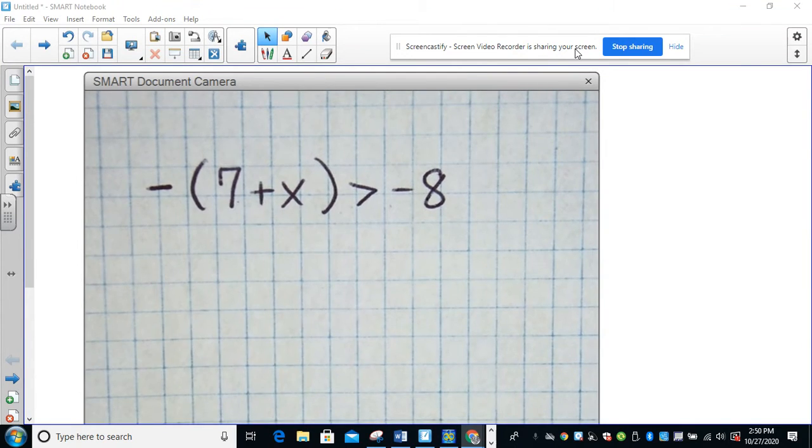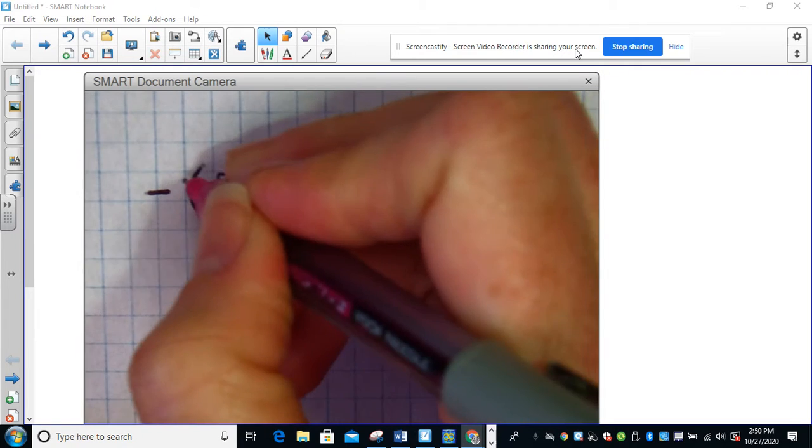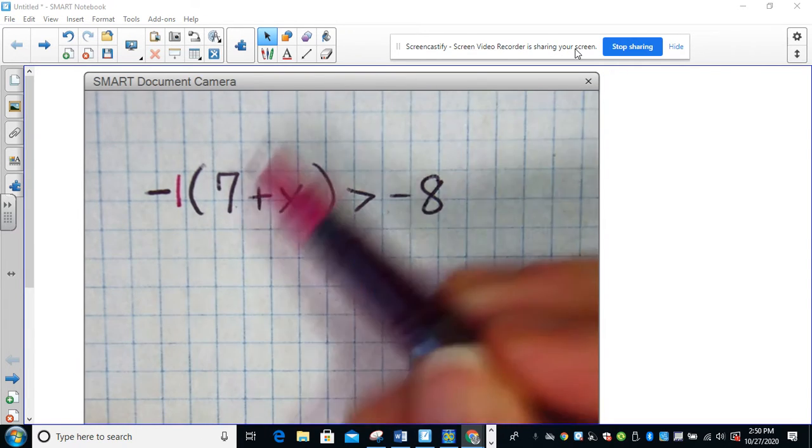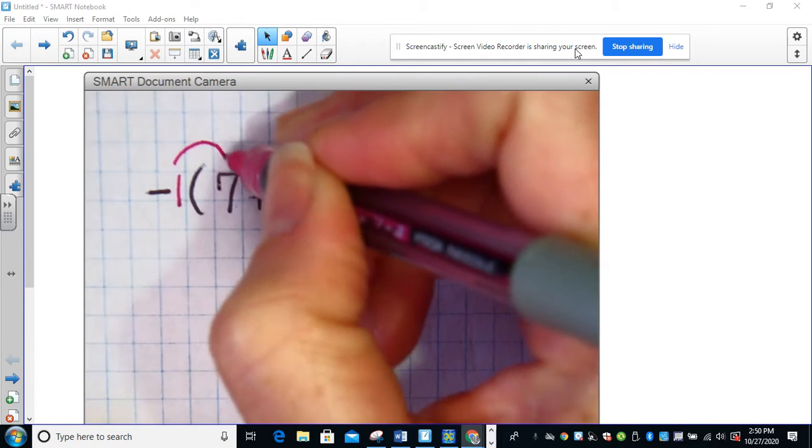Here are some more solving inequalities. Added a few steps, made it a little bit more difficult. So the first one, notice we have to do the distributive property first to get rid of these parentheses. And this was a negative on the outside, so I made it a -1.